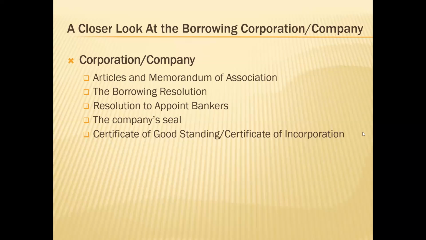Okay. Then there's the borrowing resolution. Let me just go through the five of them. There's articles and memorandum of association, there's the borrowing resolution, there's a resolution to appoint bankers, there's the company seal, and then there's a certificate of good standing or a certificate of incorporation. And those are two different things. Those are not interchangeable, two different things. Okay. So we start with the articles and memorandum of association.